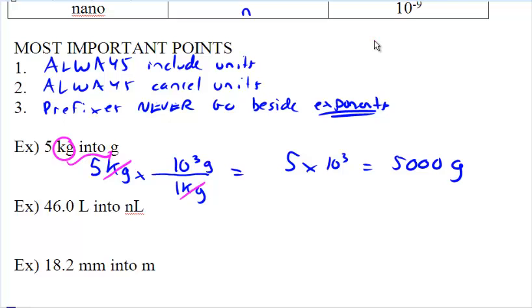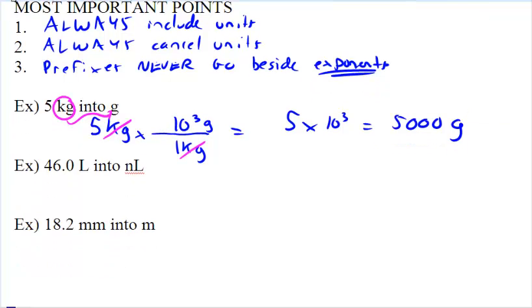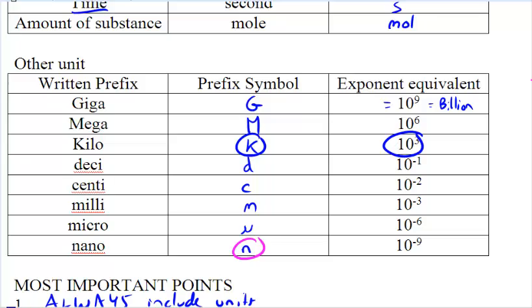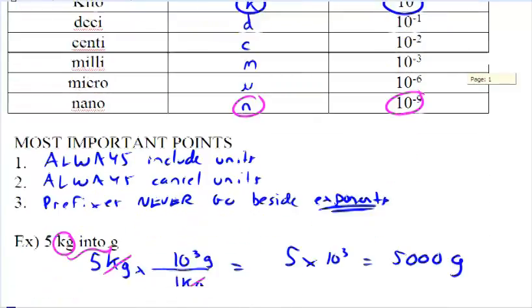So let's look at another one here. And if you think you got this already, zoom on to the next one. So 46.0 liters. We want to get it out of liters into nanoliters. So what you should be thinking is, what do I need to put on the bottom in order to cancel? Liters are always going to be canceling by putting the top and the bottom the same, and we want to get it into nanoliters. Well, we know if we look back up here that nano is 10 to the negative 9.